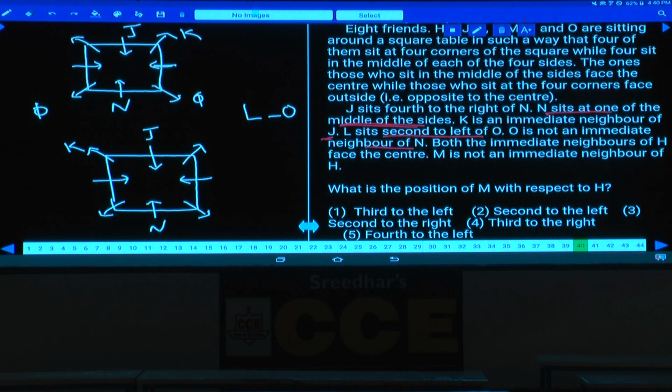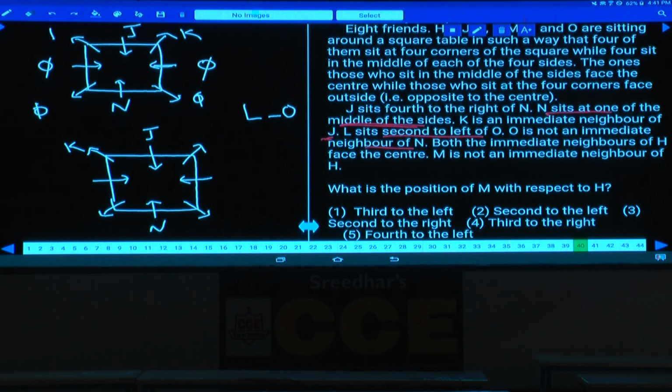Now we are checking out for this O. Can O be at this place? Tell me here, O cannot be here as well. Why? If O is here, L sits second to the left of O, so L must be in the place of J and N, which is not possible. O cannot be here, and O cannot be here as well. If O is here, then this L must be in the place of J and N, which is not possible. Hence, O cannot be any one of these places.